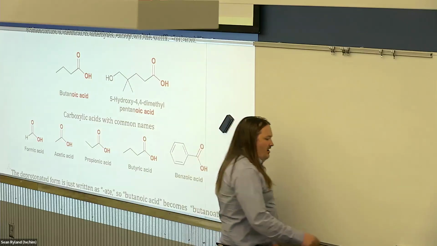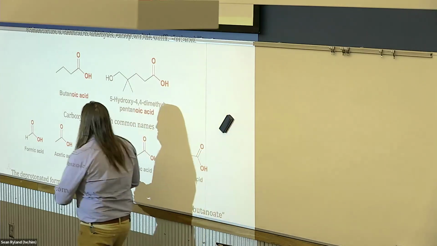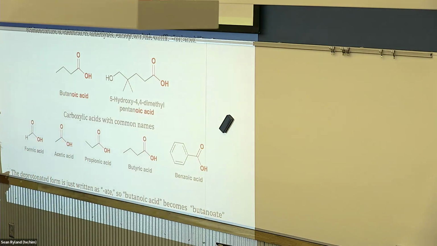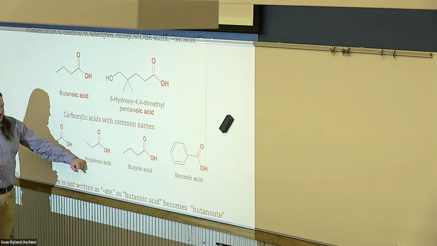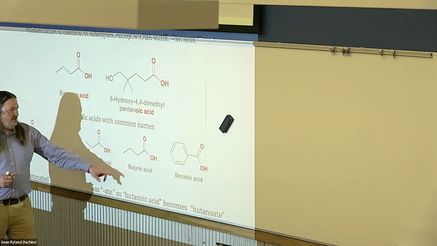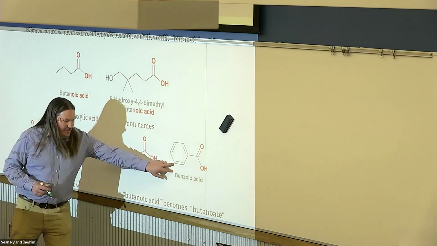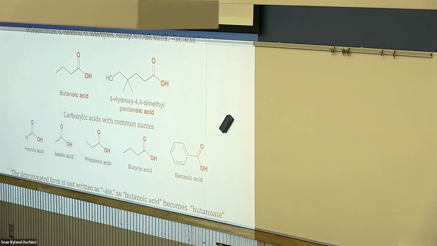You do keep the O in there, so sometimes these names wind up being a little bit wonky. But that's how you get benzoate, butanoate, acetate, obviously the deprotonated form here, and formic acid. So these are the most common names, the ones you really need to worry about. Pretty much nobody uses butyric acid or propionic acid anymore. It's propanoic acid and butanoic acid. But benzoic acid, acetic acid, and formic acid, we still use those common names. And the deprotonated form of formic acid would just be formate.